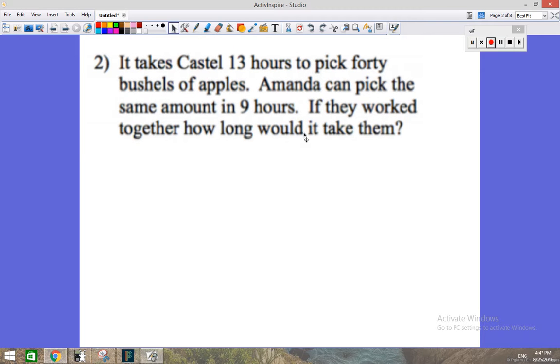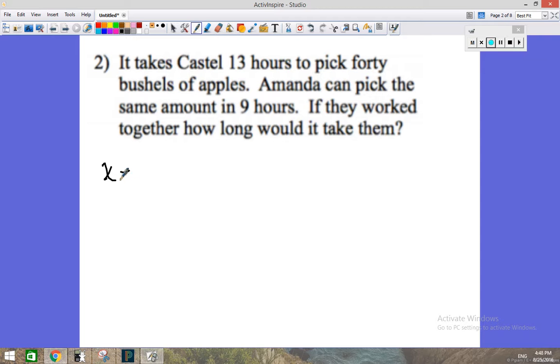Castell needs 13 hours to pick 40 bushels of apples. So we're going to assume that 40 bushels of apples is one job. Amanda can pick the same amount, the 40 bushels, in 9 hours. And if they work together, how long would it take them? So this problem is the same as the last problem.